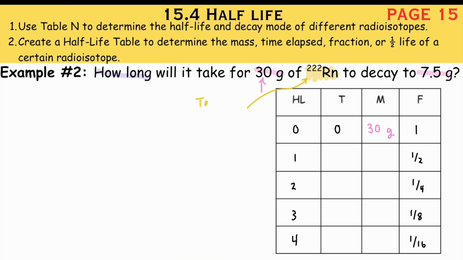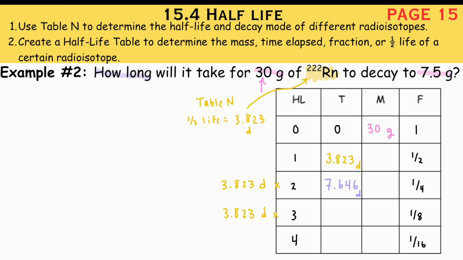This is one of those times where, if the question doesn't give you a half-life, and that's not the variable you're trying to solve for, you probably have to take a look at Table N to find the half-life of that radioisotope. We would look up radon-222, and we'd find that its half-life is 3.823 days. So we'll plug in 3.823 days for one half-life of this radioisotope. Now to fill out the rest of our column, we're going to take the amount of time for one half-life and multiply that by the number of half-lives. So 3.823 days times 2 gives us 7.646 days.